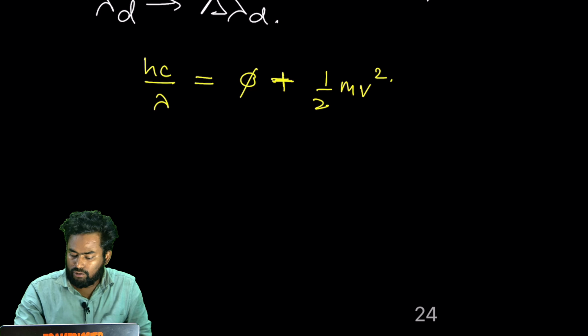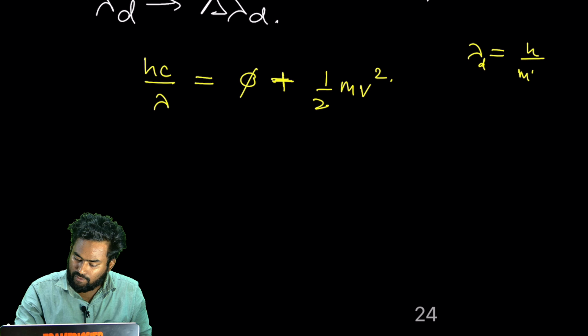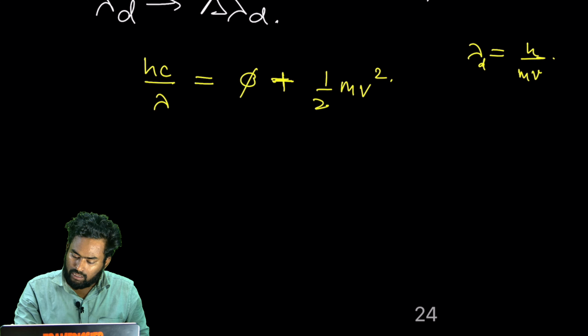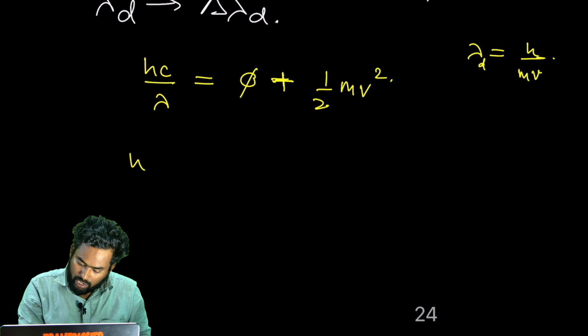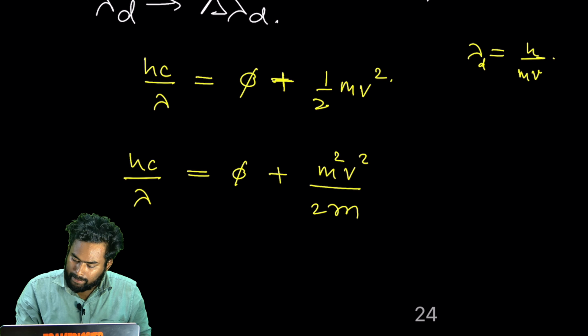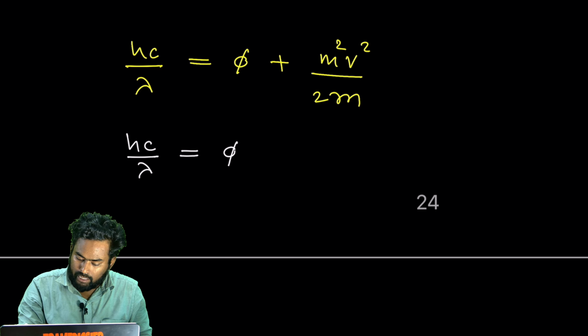Now we know that lambda, or de Broglie lambda, is given as h by mv. So let's see how I can convert it. So hc by lambda equals phi plus, I will multiply by m, so it becomes m square v square by 2m. Clear? hc by lambda equals phi plus mv square.